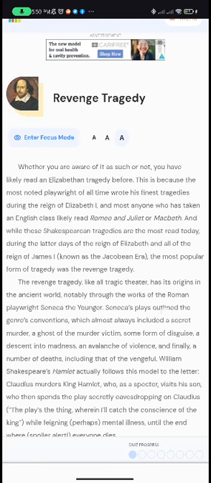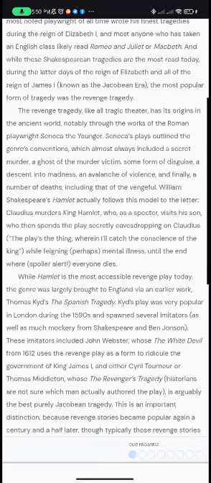Seneca's plays outlined the general conventions, which almost always included a secret murder, a ghost of the murdered victim, some form of descent into madness, an avalanche of violence, and finally a number of deaths, including that of the vengeful. William Shakespeare's Hamlet actually follows this model to the letter.